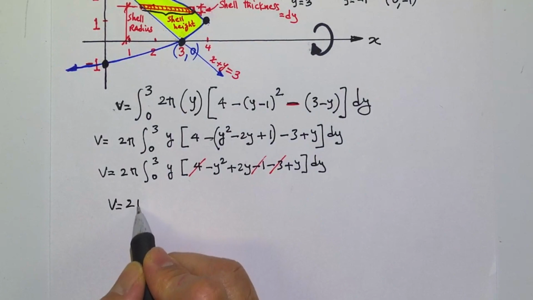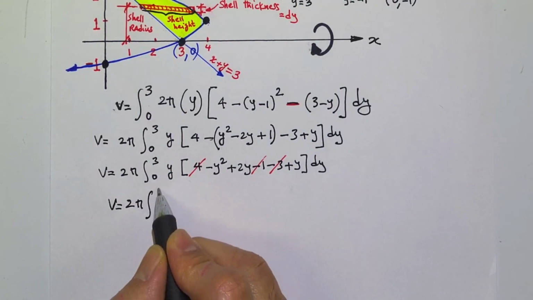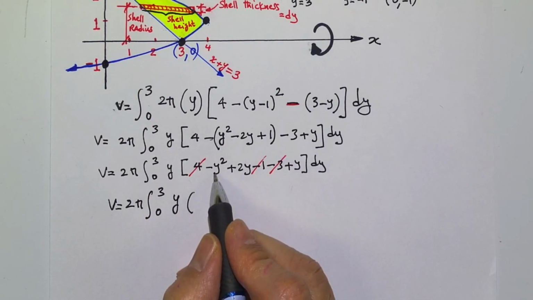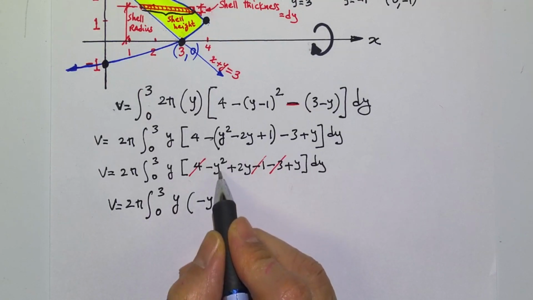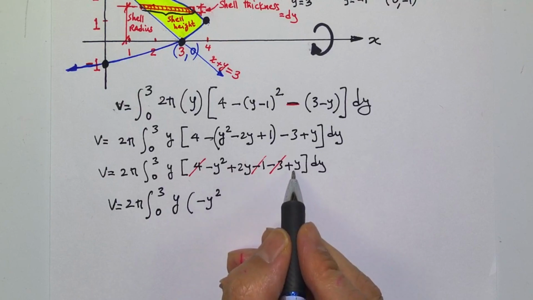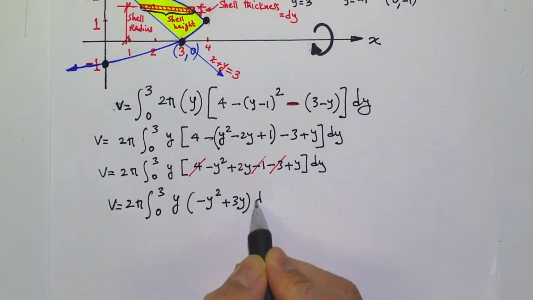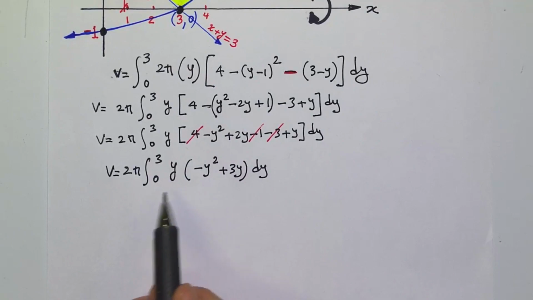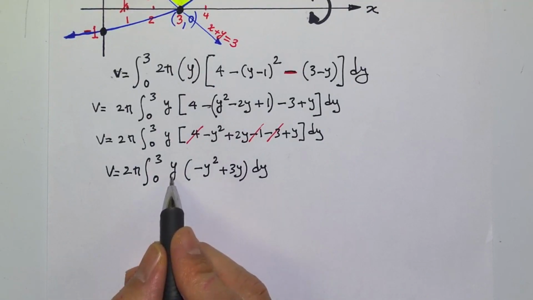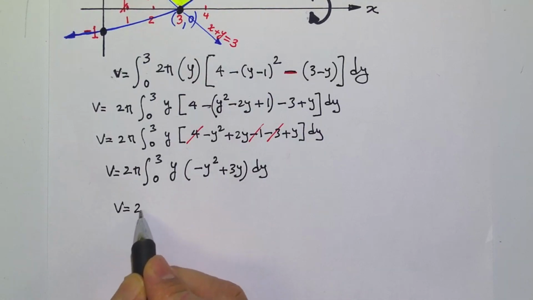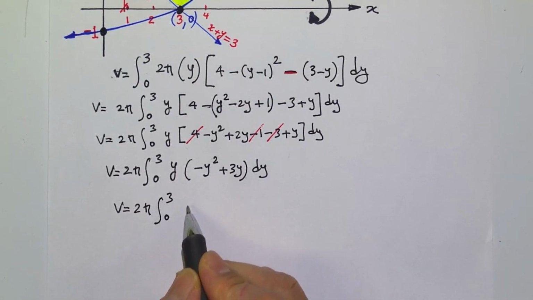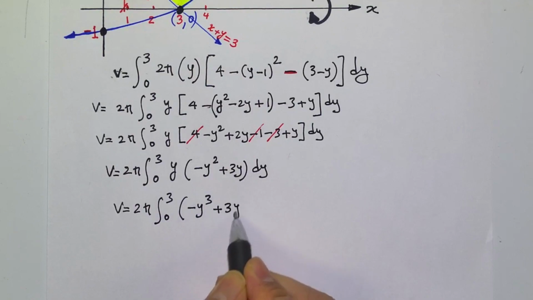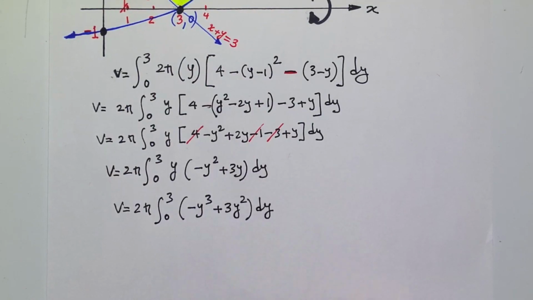So we end up with the volume equals 2 pi times the integral from 0 to 3 of y times, what do we have left then? We have minus y squared on the inside, plus 2y and y add up to 3y, dy, right? And then I need to distribute this y as well. So we have 2 pi times the integral from 0 to 3 of minus y cubed plus 3y squared dy.